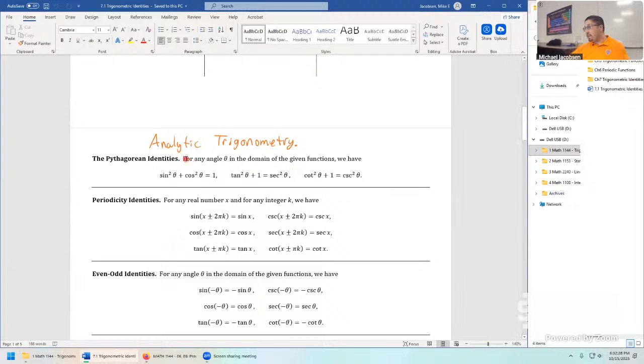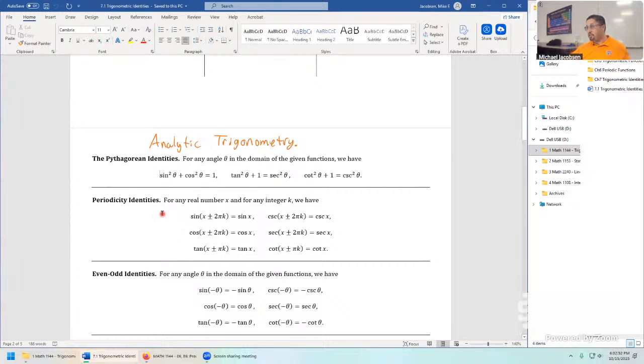So for all values of the angle theta in the domain of these functions, these are statements that are always true. That's our goal in section 7.1: collect as many trigonometric identities as we've seen before and see how to start to use them. Chapter 7 is all about trigonometric identities, and then in chapter 8, we'll apply them to other kinds of applications.